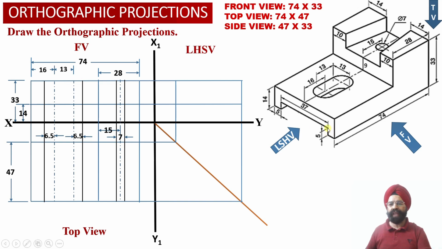Similarly, we know that there is a rectangular slot at the base of the solid which has a height equal to 5 millimeter. So now we are going to measure a height of 5 millimeter from the XY reference line or from the ground. Again, we are going to obtain a horizontal projector line in the front view projections, and we have extended this horizontal projector line into the left hand side view projections as well.